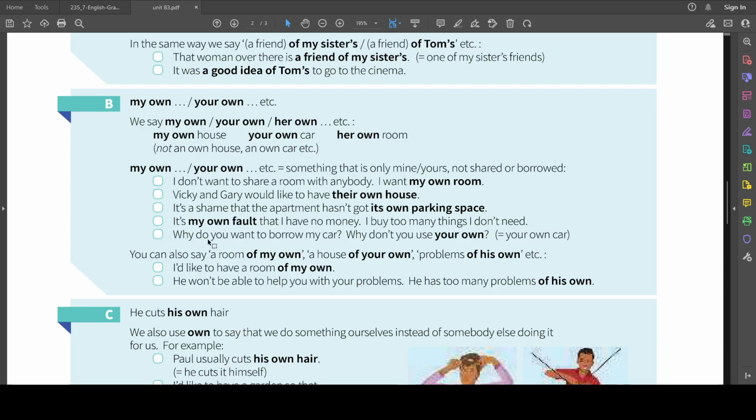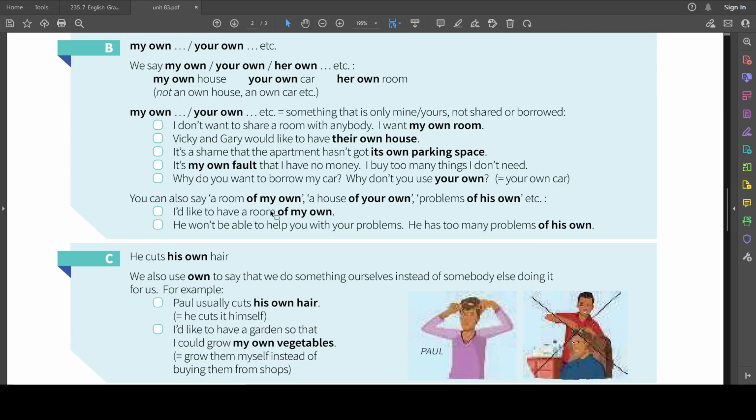Why do you want to borrow my car? Why don't you use your own? Check it out. Why don't you use your own? Your own car is the same meaning. So in specific cases, you can just drop the noun, like in this case car, but express the same idea.